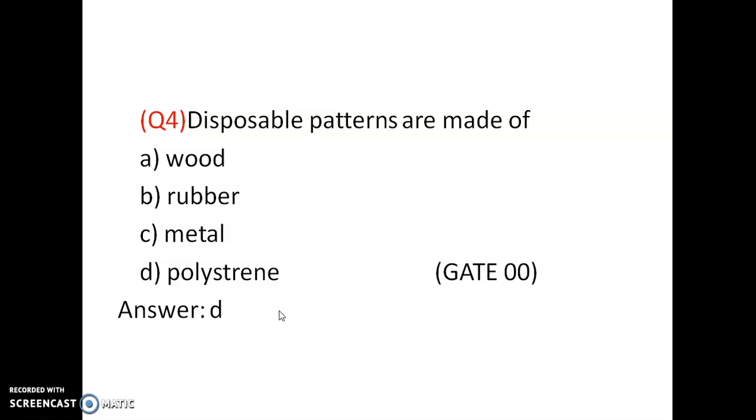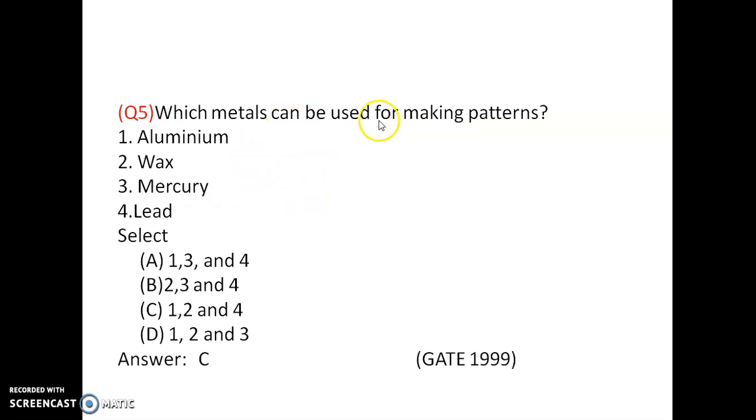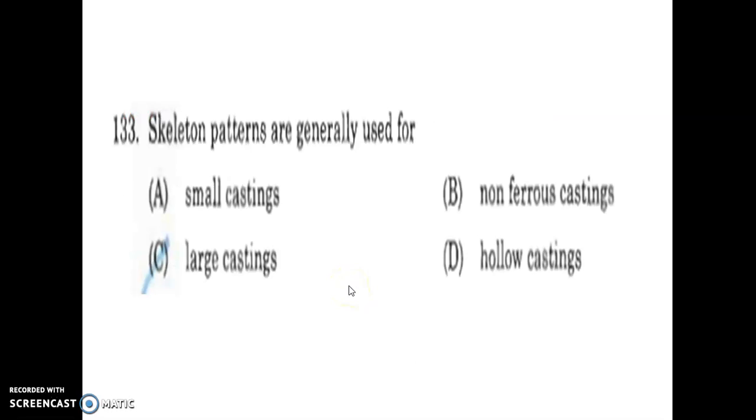So the option is D. Which metals can be used for making patterns? Aluminum can be used for making a pattern. Wax is used as a pattern in lost wax investment casting. Lead can also be used as a pattern, but mercury cannot be used as a pattern. So 1, 2, 4 are correct. The option is C. Mercury is not used for making patterns.